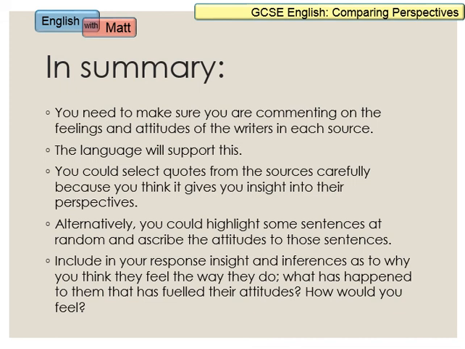You could select quotes from the sources carefully because you think it gives you a good insight into their perspectives. But I've also heard of some colleges and schools saying to students that they should just highlight sentences at random and then try to ascribe attitudes to those sentences. So there are possibly 2 ways into this, really. Sometimes texts are a little bit clearer in what the writer thinks. Sometimes it's a little bit more ambiguous. But you will be able to do it. You just need to look very carefully.